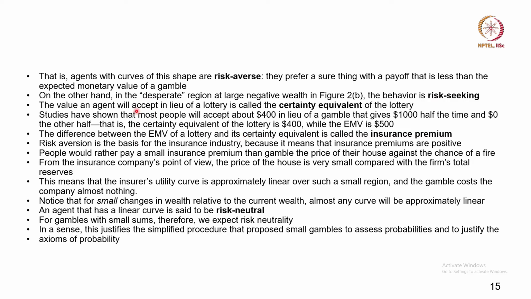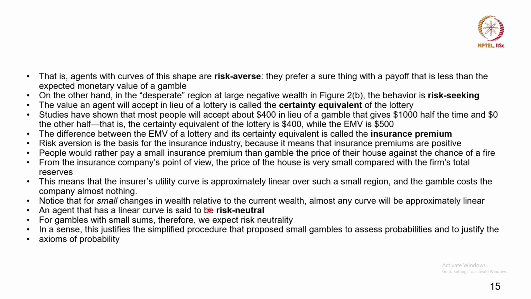The value an agent will accept in lieu of a lottery is called the certainty equivalent of the lottery. And the difference between the EMV of a lottery and its certainty equivalent is called the insurance premium.